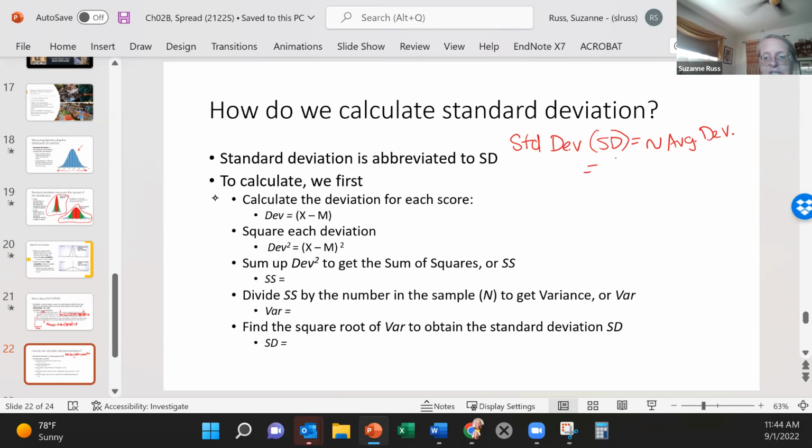Equals, we know what an average is. We would take the sum of all the deviations. Don't write this down because this isn't going to be right. And we divide by n. And that would give us an average deviation.